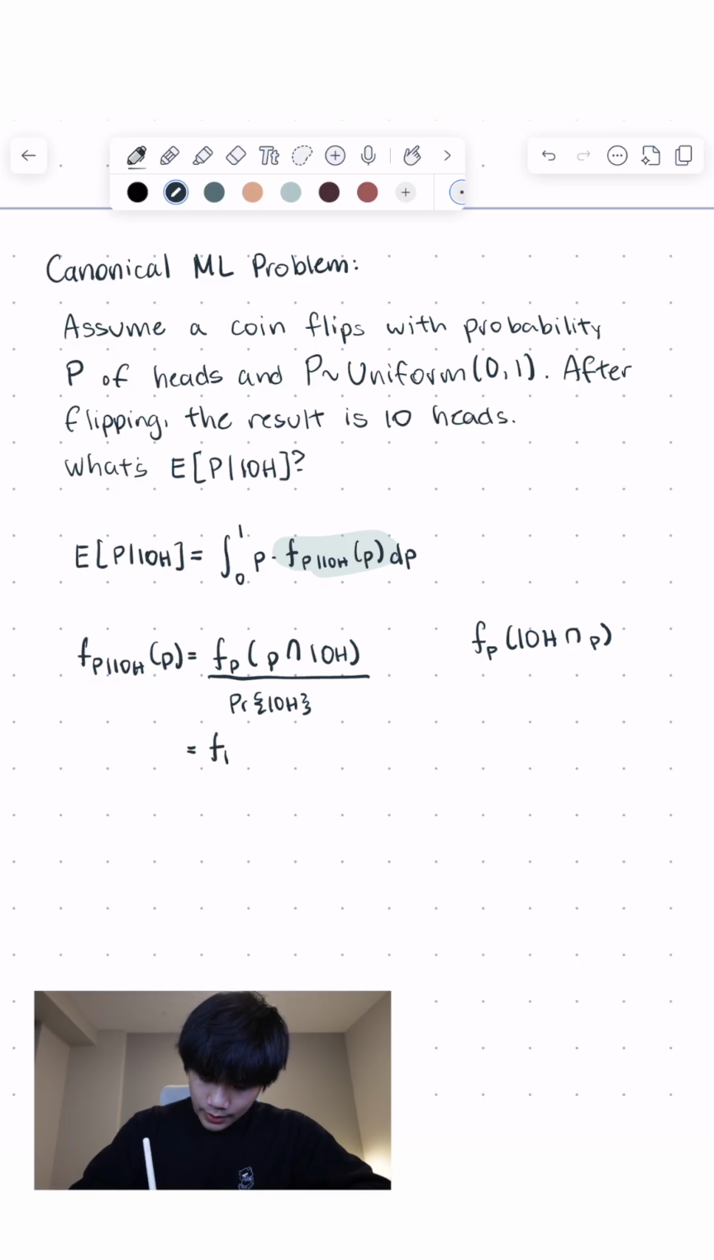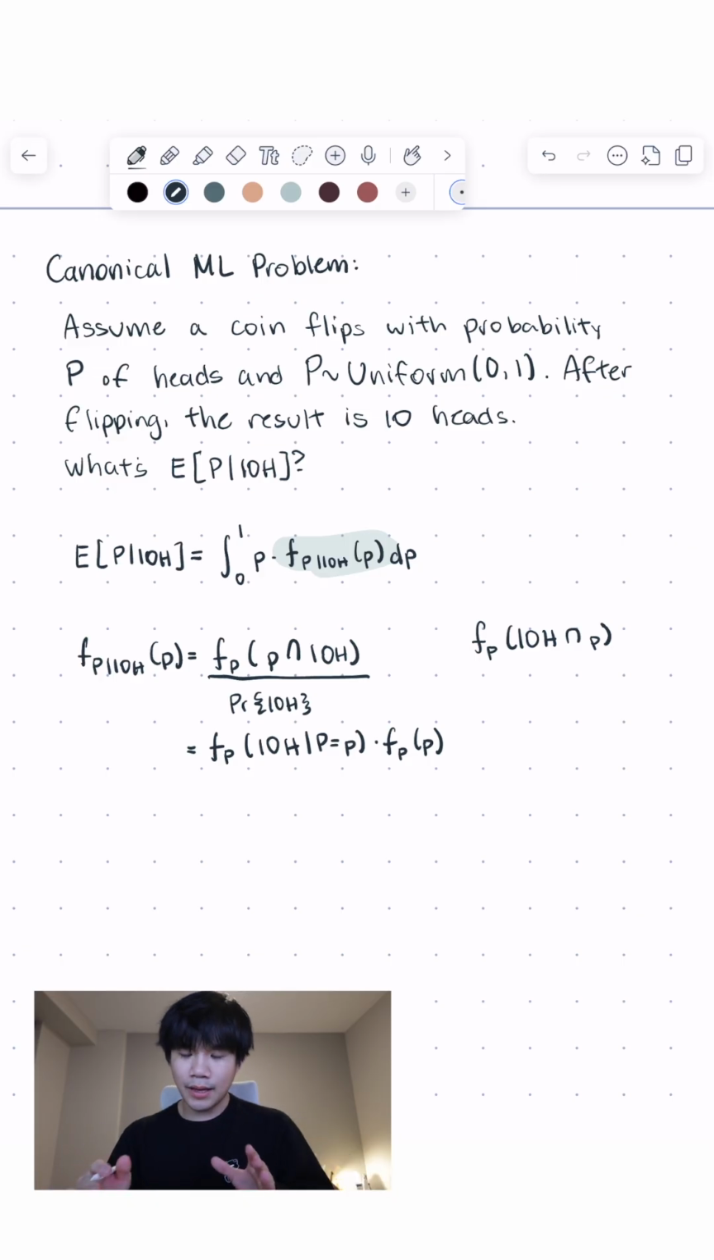I'm going to rewrite this now as f sub p, 10 heads, given that p is equal to p multiplied by the probability density function f of p. So in the space that p is equal to p, which is this density here, what are the chances that we have 10 heads? That's all we're saying. And we're going to condition this bottom probability on the value of p.